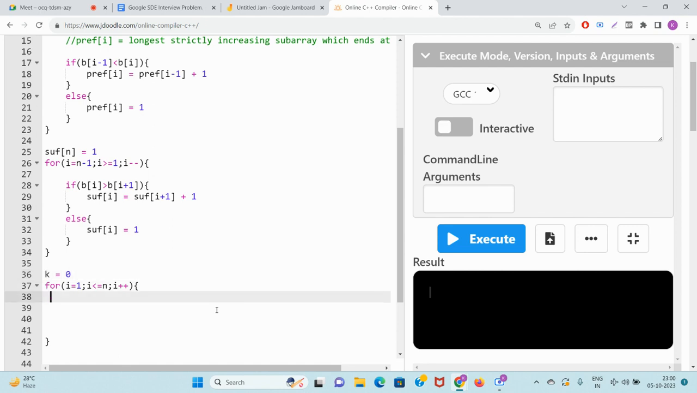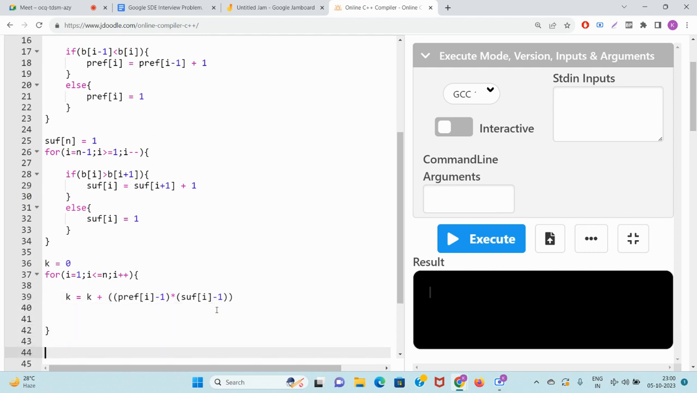Guys, k will be our answer. K equal to 0. So k equal to k plus sum of i, f of i minus 1 into sum of i minus 1. You keep on doing this. You print the k, your job is done.